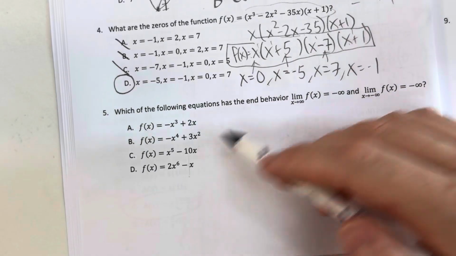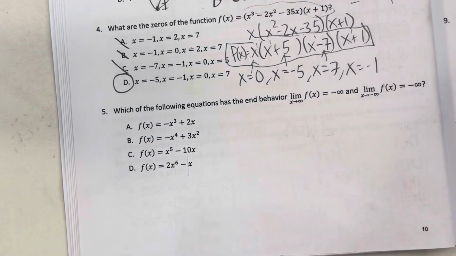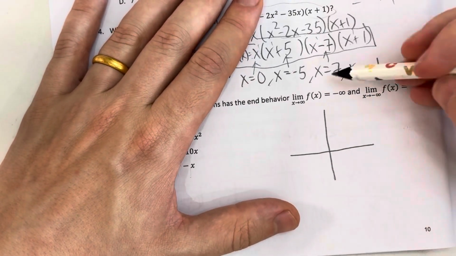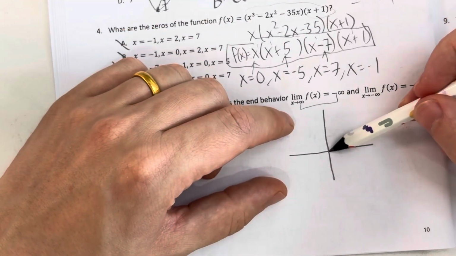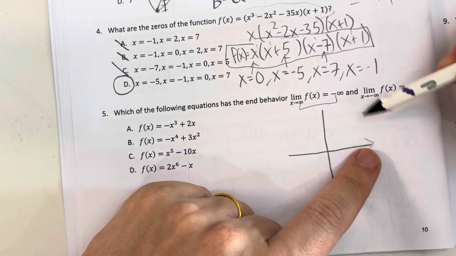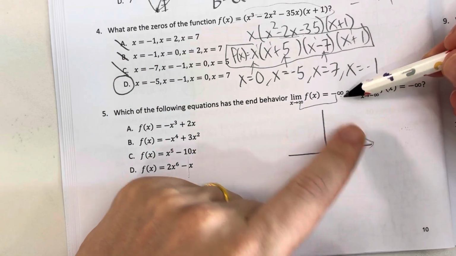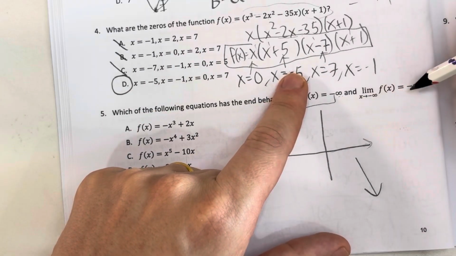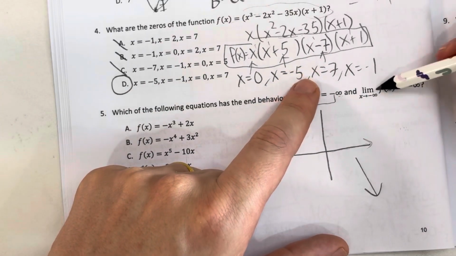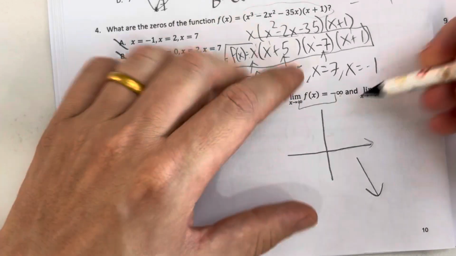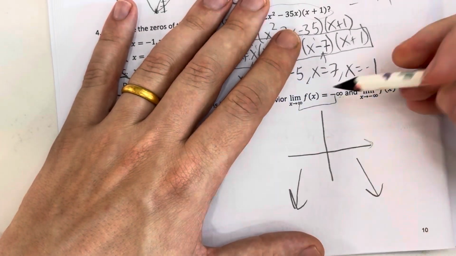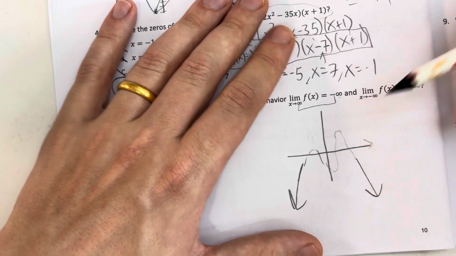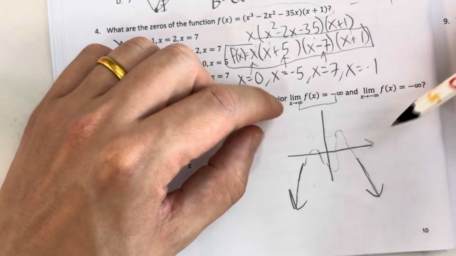Now we've got 4 polynomials. Which has this end behavior? If I'm given the end behavior, I would just sketch it. This means that as x gets bigger and bigger, your function has more and more negative values like this. And as you're going to negative infinity on the left, you also have negative. So it's something like that. Who knows what's going on in between? Maybe it's going up, maybe it's going down. But on the ends, it's going down and going down.